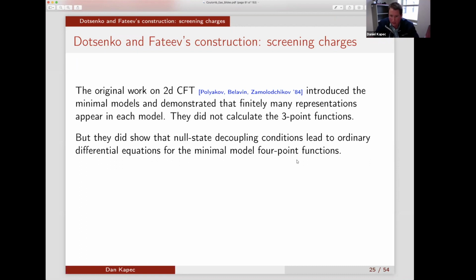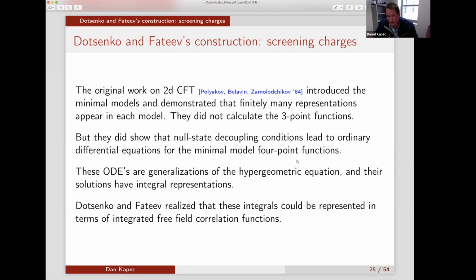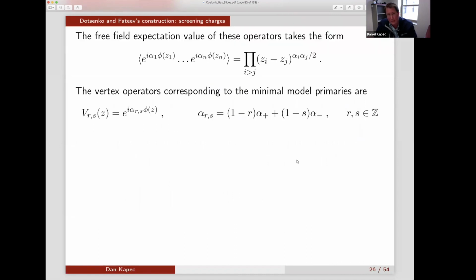However, they did show that the null state decoupling conditions lead to ordinary differential equations for the minimal models' four-point functions. And those ODEs are kind of generalizations of the hypergeometric equation. They have solutions with integral representations. And Dotsenko and Fateev basically realized that those integrals could be represented in terms of integrated free field correlation functions. So that's sort of the big insight that allows this to work.